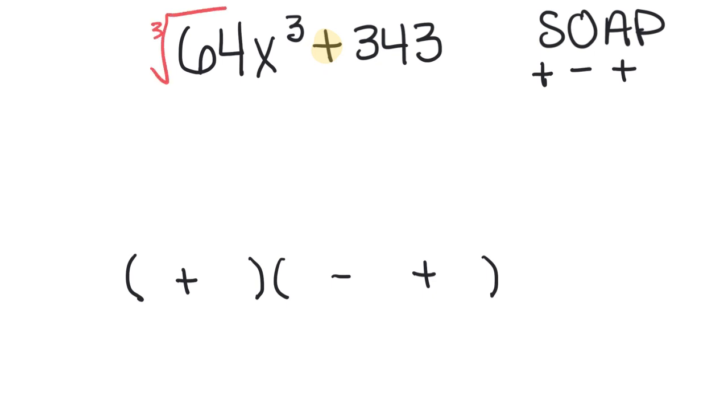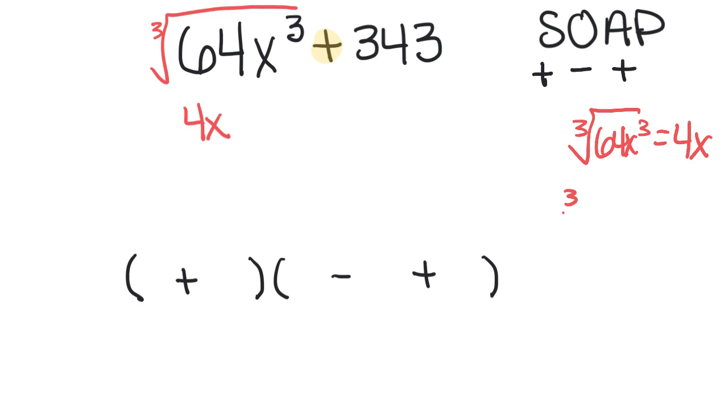Then I'm going to cube root 64x cubed. Cube root of 64 is 4. And then we have our x cubed. Okay, so cube root of 64x cubed is just 4x. Then we have cube root of 343, which is 7.